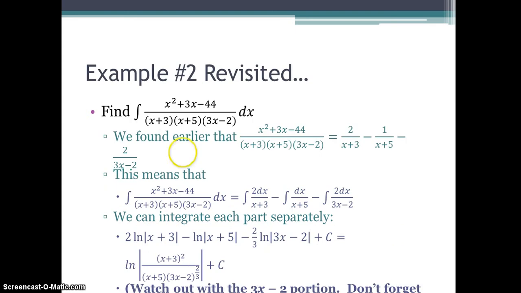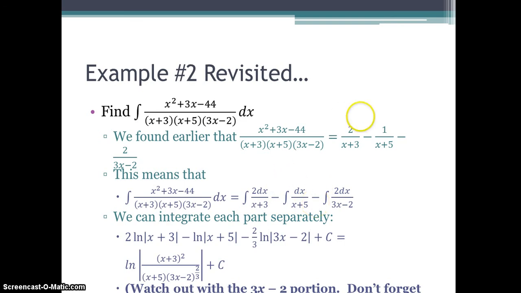Again, we found out earlier when we wanted to decompose (x squared plus 3x minus 44) over (x plus 3)(x plus 5)(3x minus 2) that it decomposed to 2 over x plus 3 minus 1 over x plus 5 minus 2 over 3x minus 2. So this means that we can then break up our integral based on those fractions. We've got the integral of 2 over x plus 3 dx minus the integral of dx over x plus 5 minus 2 times dx over 3x minus 2.